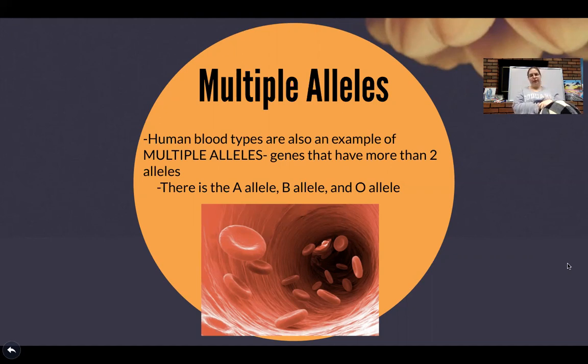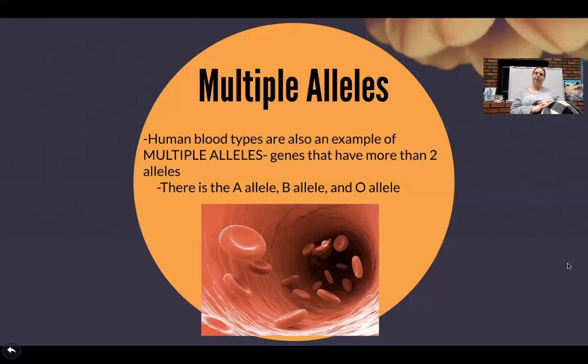So how that works is A and B alleles are codominant. And the O allele is actually recessive to both A and B. So if you have 2 A alleles, or you have A and the recessive O allele, you will be blood type A. If you have 2 B alleles, or B and the recessive O, you will be blood type B. If you have an A and a B allele, you will be blood type AB. And if you have 2 of the recessive O alleles, you will be blood type O.